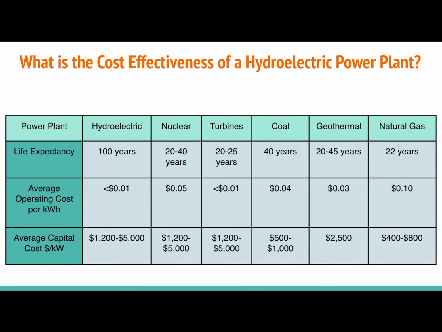What is the cost effectiveness of a hydroelectric power plant? Hydroelectric power plants have the longest life expectancy by far. They last as long as 100 years, while the other power plants last about 40. The average operating cost of a hydroelectric power plant is only 1 cent per kilowatt hour, which is relatively cheap. The average capital cost per kilowatt for the hydroelectric power plant is higher than most of the other power plants at a range of $1,200 to $5,000. Based on this data, it can be concluded that the hydroelectric power plant is one of the most cost-effective power plants.